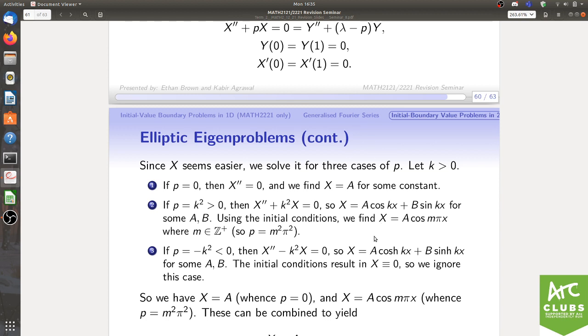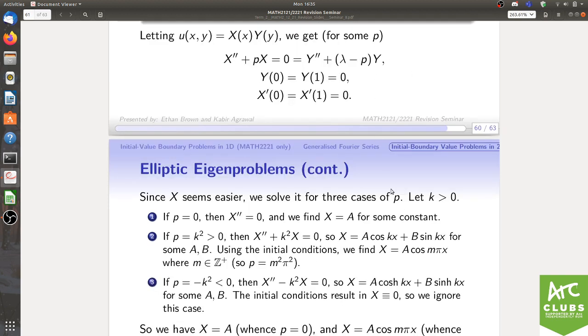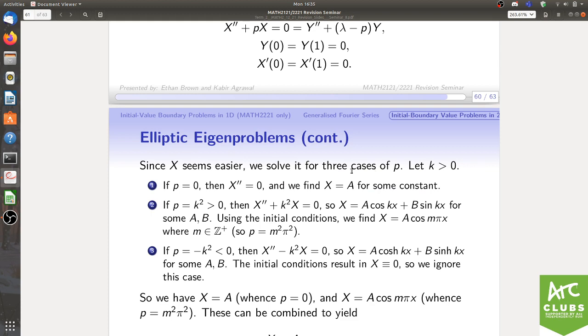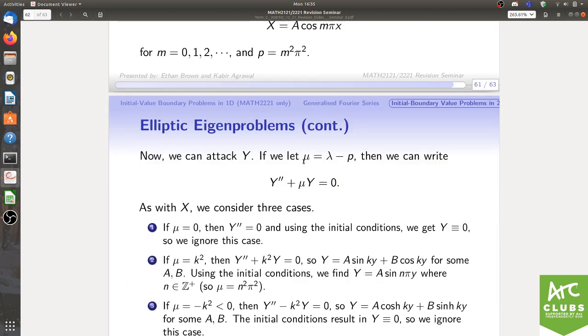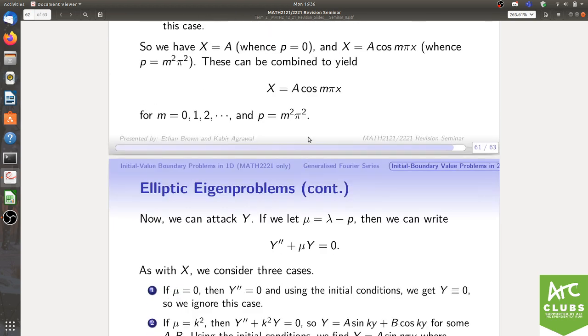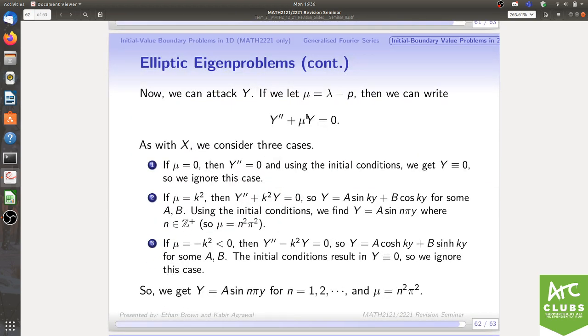Now, once we know the value for p, we can then work out the value for lambda, but we won't really worry about that right now. What we'll mainly focus on is working out the new eigenvalue. So now that we know what p is, we move on to simplifying lambda minus p as mu. All we're doing is finding the cases or solutions for y in terms of this new value.